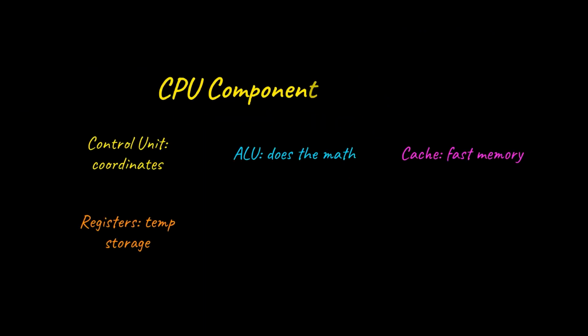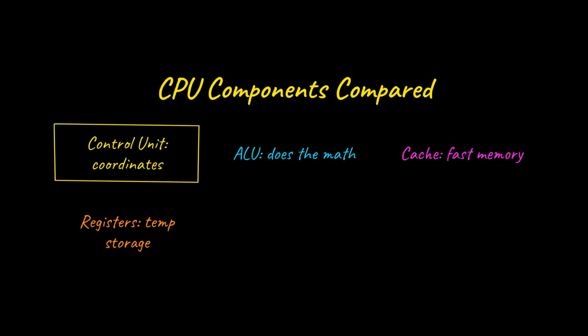The control unit drives the fetch-execute cycle. It fetches the next instruction from memory using the program counter, decodes it to determine what operation is needed, and then issues control signals to execute it. The cycle repeats continuously to run a program.